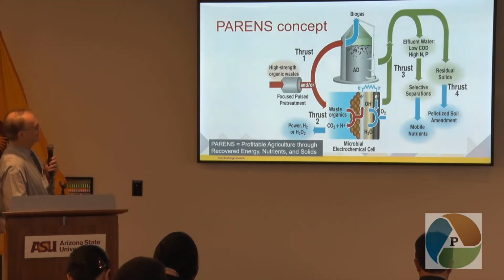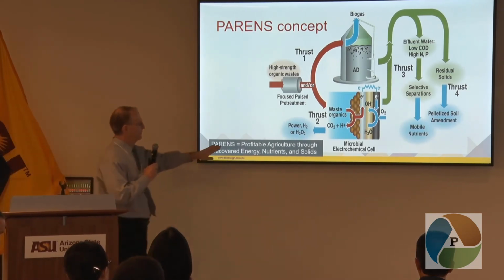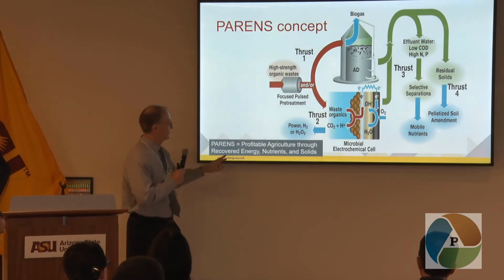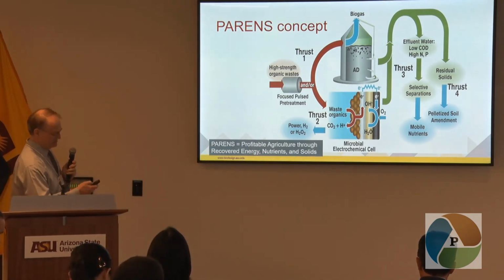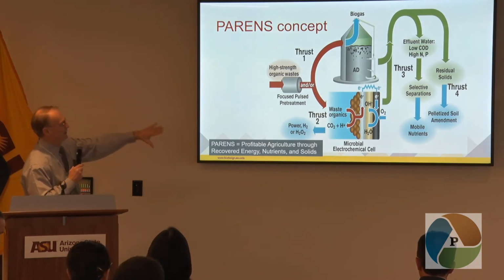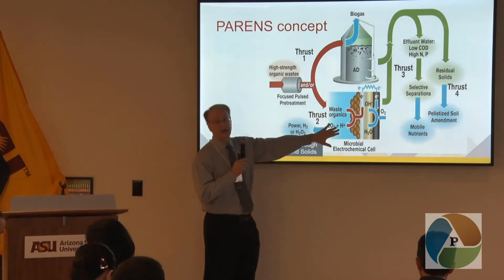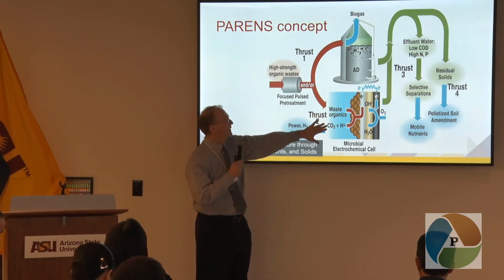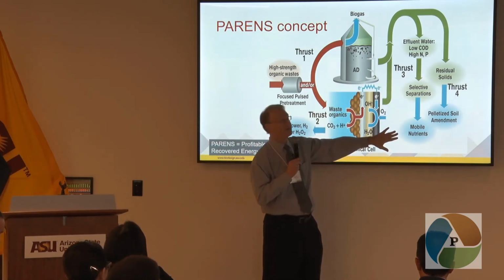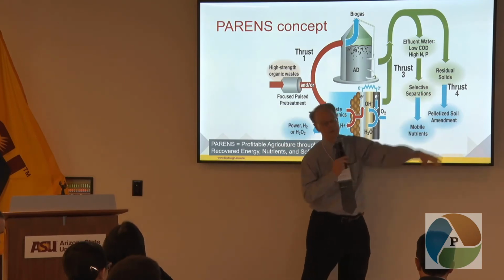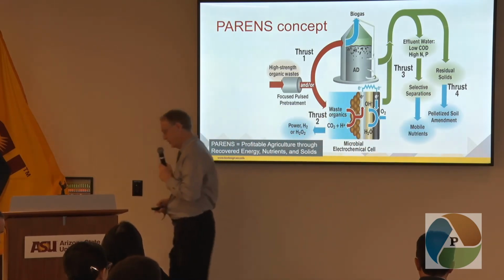Our team has put together a concept we call PARENS, which stands for Profitable Agriculture Through Recovered Energy, Nutrients, and Solids, in which we recover energy either as methane, that's at the top, or as hydrogen down here. I haven't talked about how we do that, but we can capture this hydrogen. You're going to capture the nutrients, nitrogen and phosphorus here, and you're going to make some valuable residual solids, and you're going to make cleaner water.